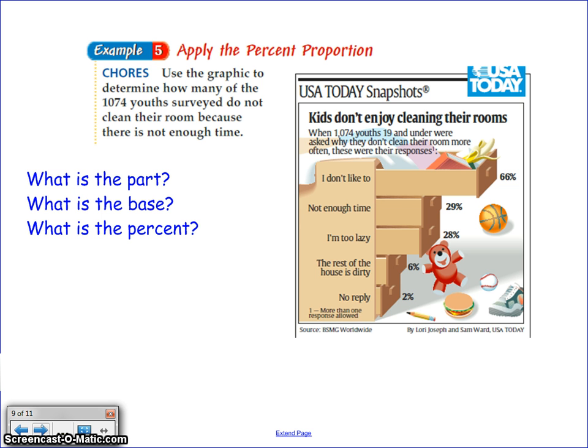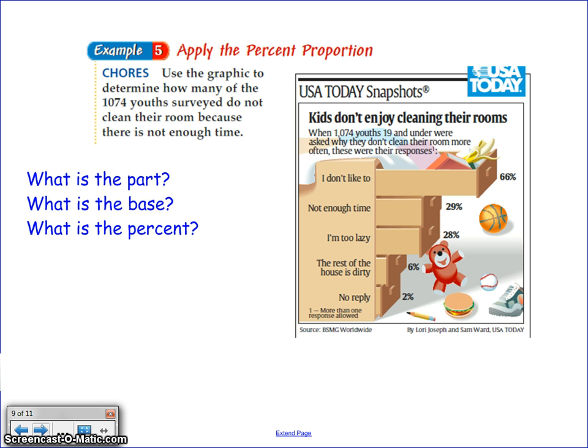Okay, let's look at a graph. Can we do it with a graph? I think we can, really, guys. Here's a graph, and we use the graphic to determine how many of the 1,074 youths surveyed do not clean their rooms because there is not enough time. Is that why you don't clean your rooms, guys?